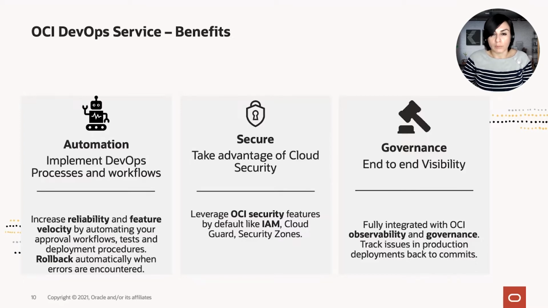And governance. You want to see end to end who clicked deployment, what happened, what was delivered where, and if it failed, how do you fix it? And so governance is really important and critical in any DevOps anywhere. Next slide.